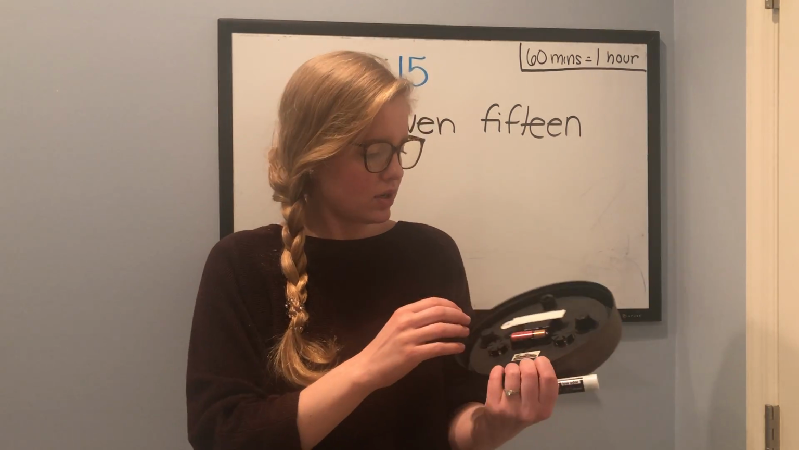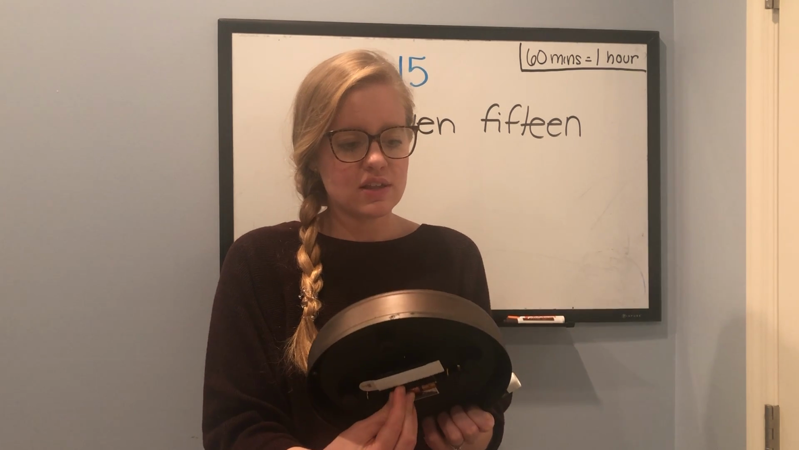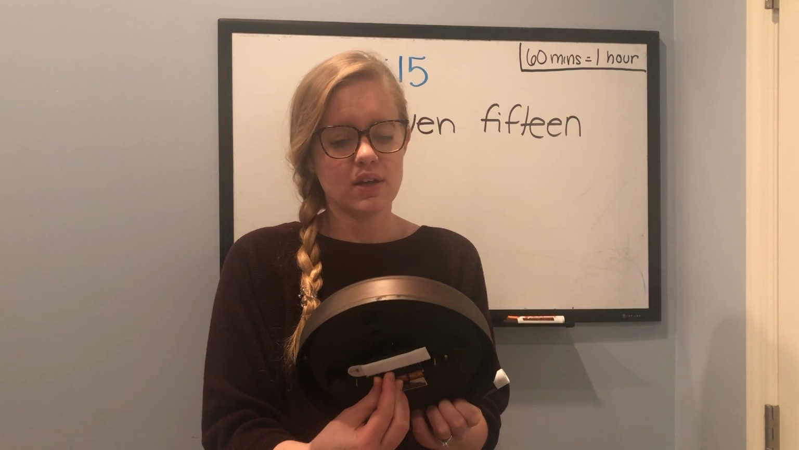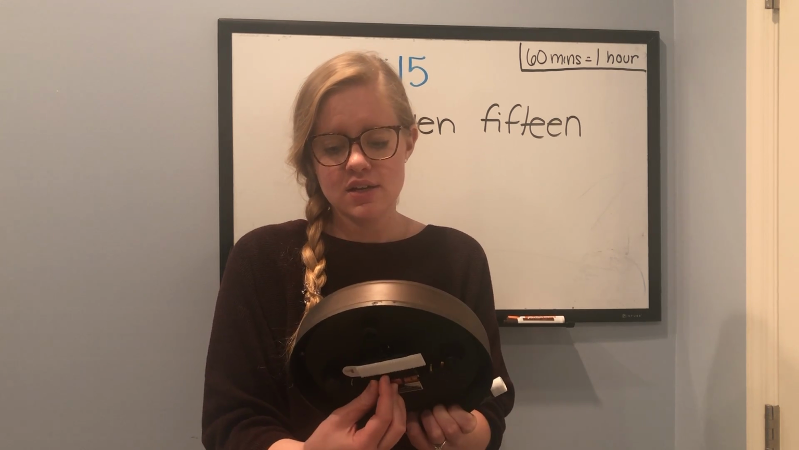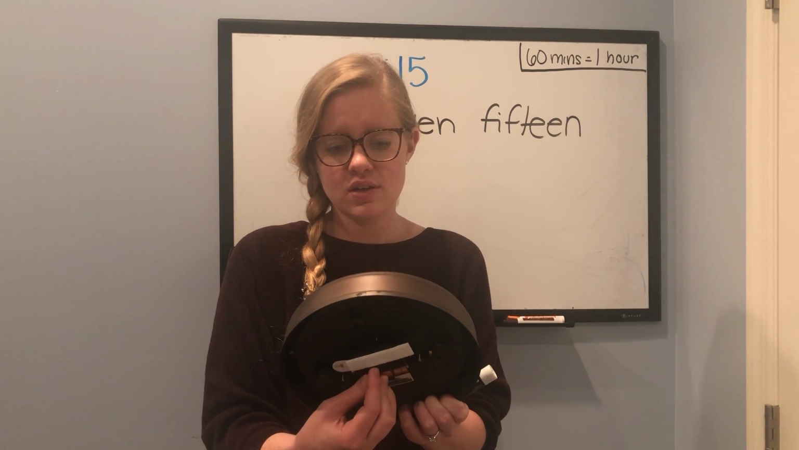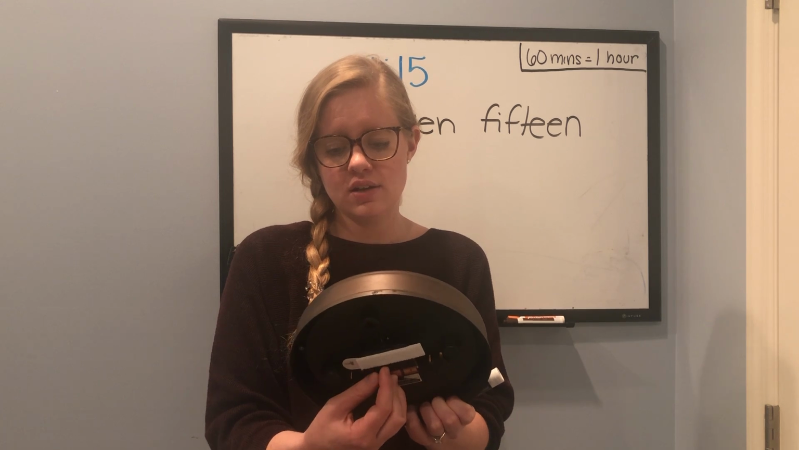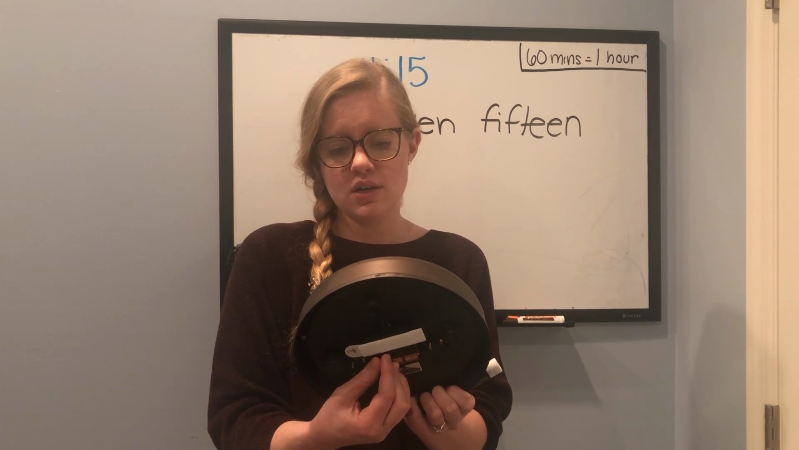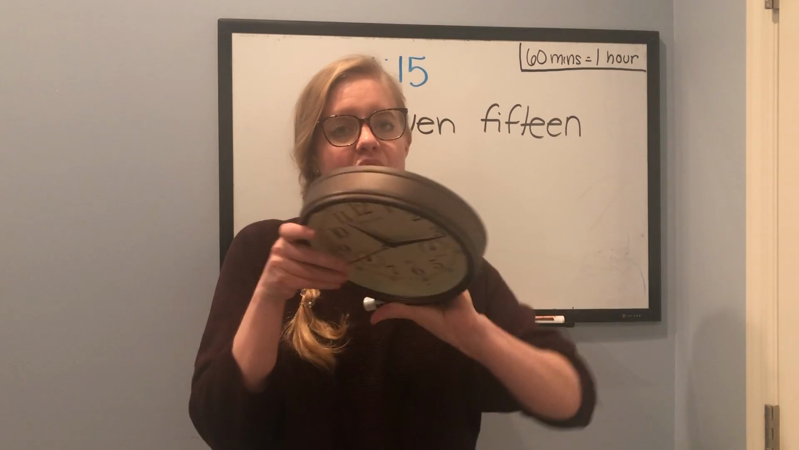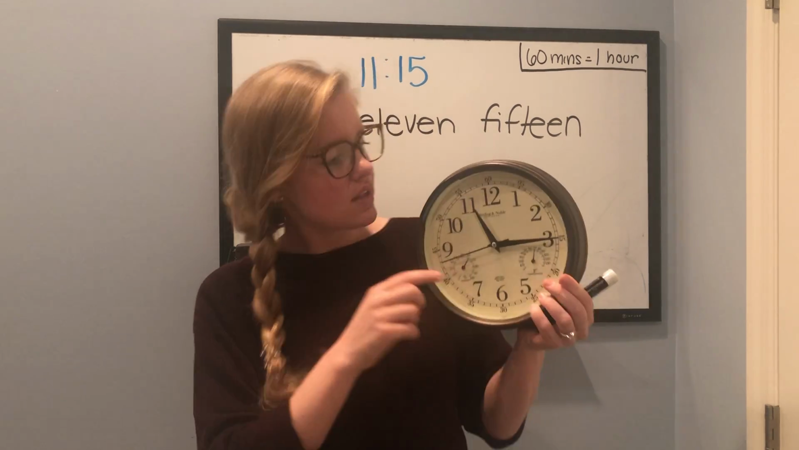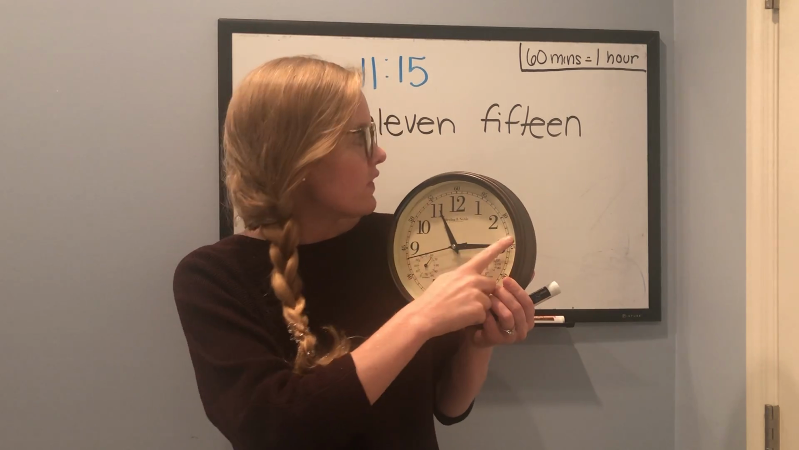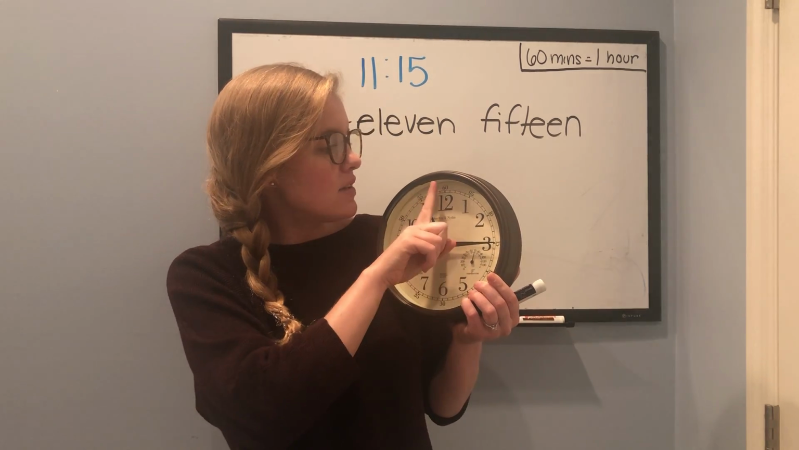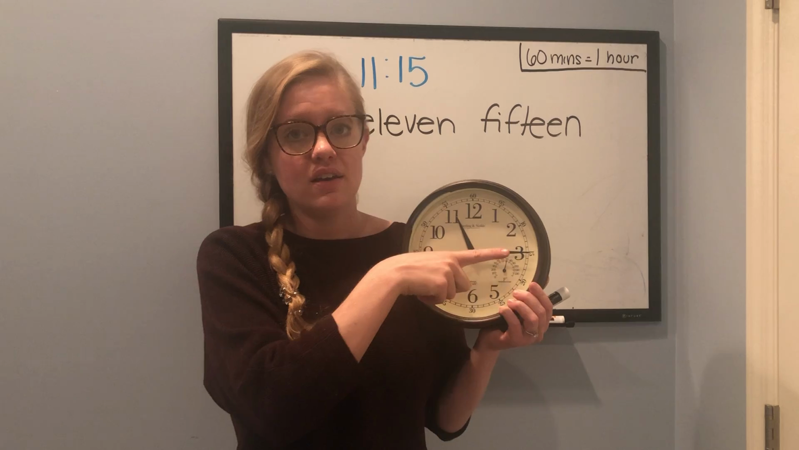11:15 on my broken clock. Let's do it really quick. We need to make sure that the hour hand, or the short hand, is just past 11. Then our minute hand is on the 5, 10, 15. So here we have 11:15. We know that it's 11:15 because the short hand is in between the 11 and 12, and the long hand is at 0, 5, 10, 15.